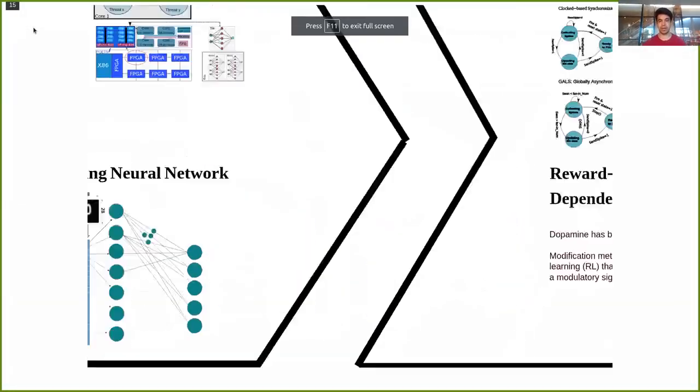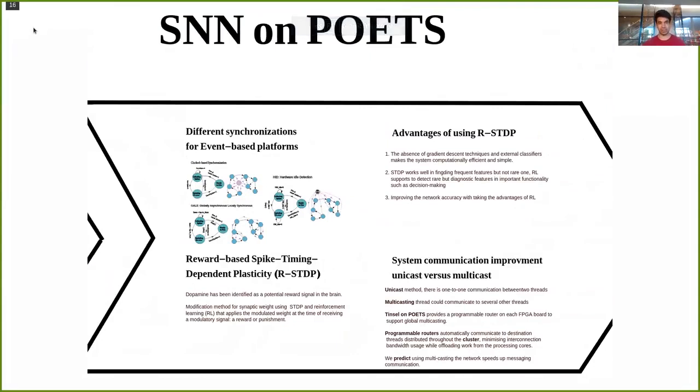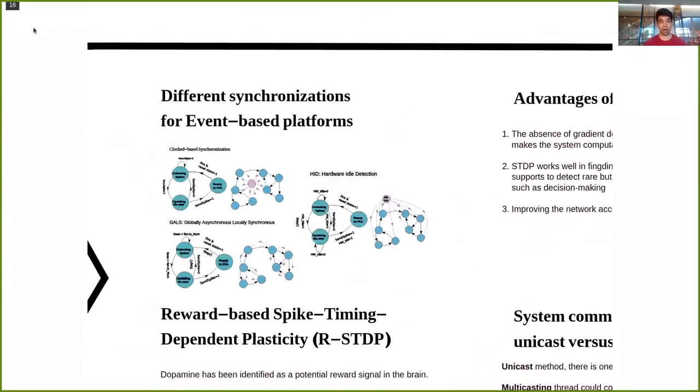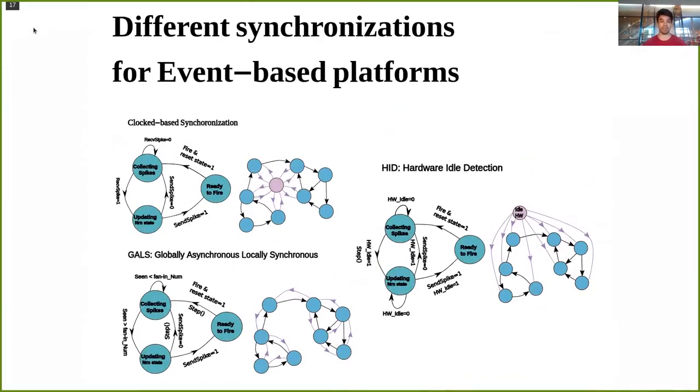Okay, let's have a look at the challenges we have in running a spiking neural network. Here we look at different synchronization methods. But why do we need synchronization for event-based platforms, which are asynchronous? Because we need to make sure that every spike and every message from previous times has been handled and there is no missed one. So we need a kind of state machine-based synchronization. We define three and check which one works better on our system.